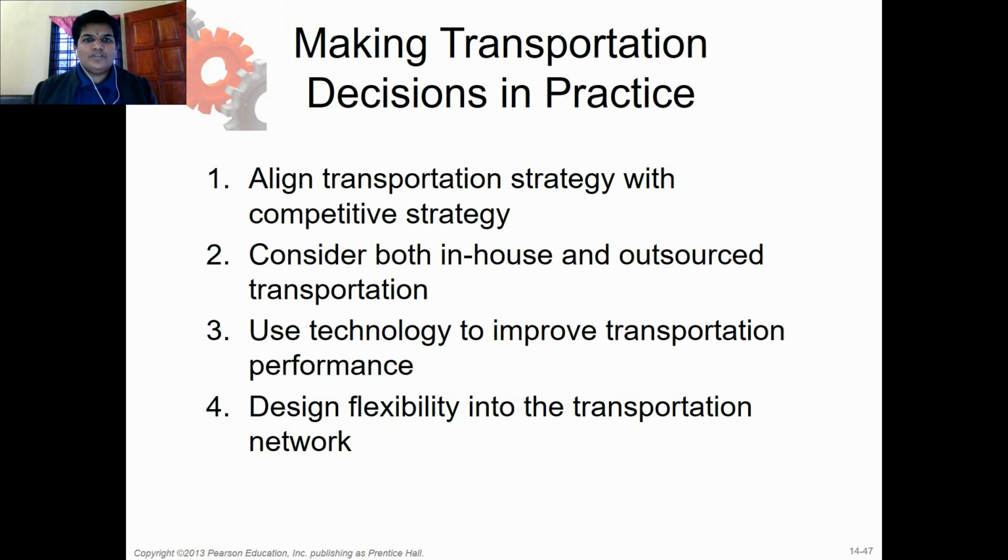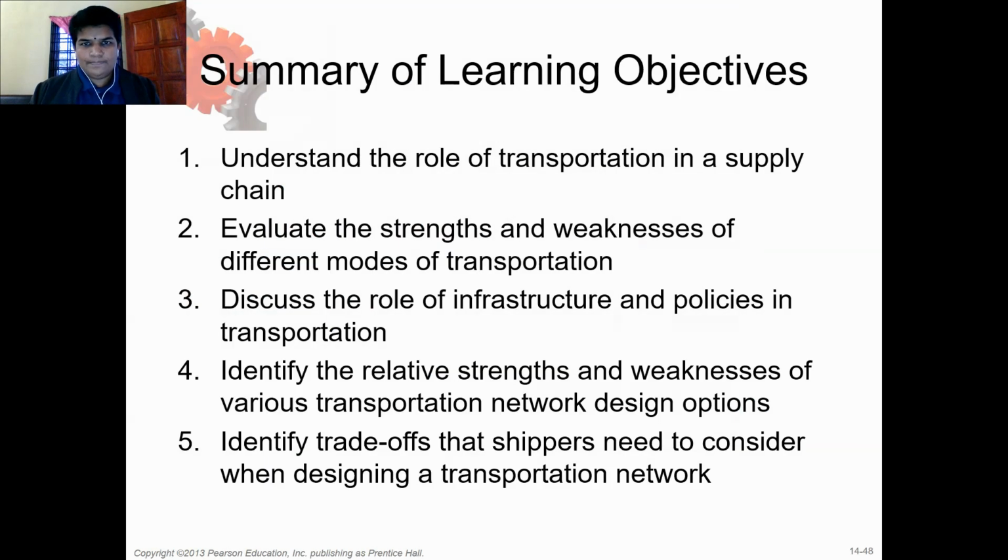So when making transportation decisions in practice, we have to align transportation strategy with competitive strategies. Okay, consider both in-house and outsourced transportation. Use technology to improve transportation performance. Design flexibility into transportation network.